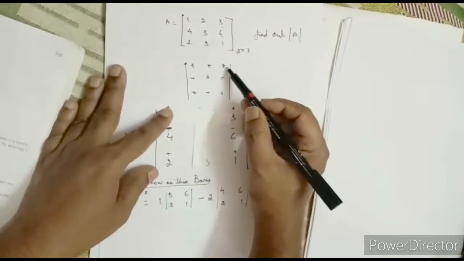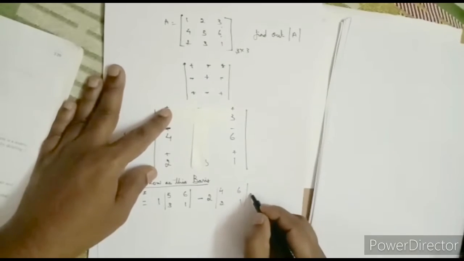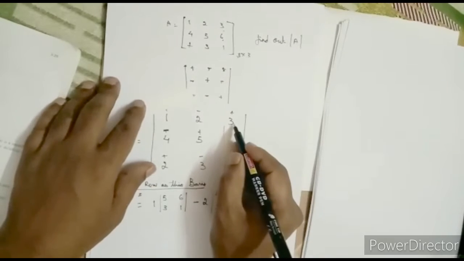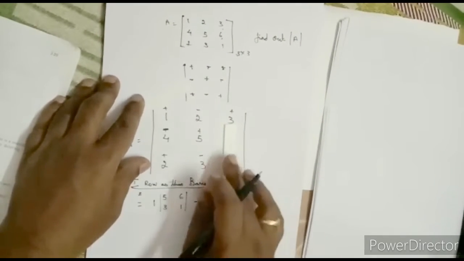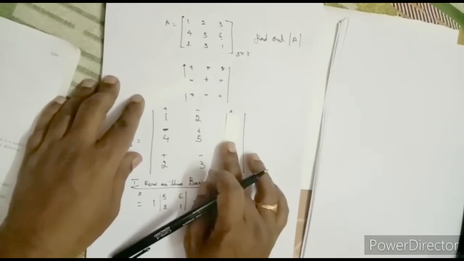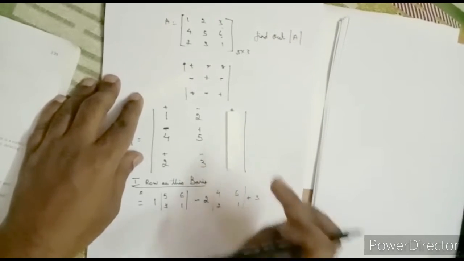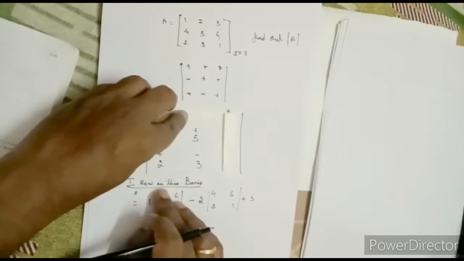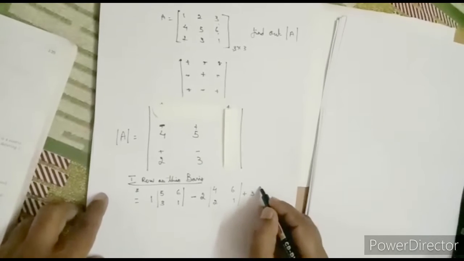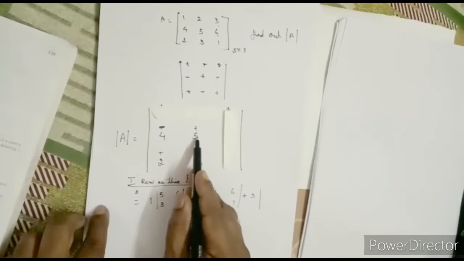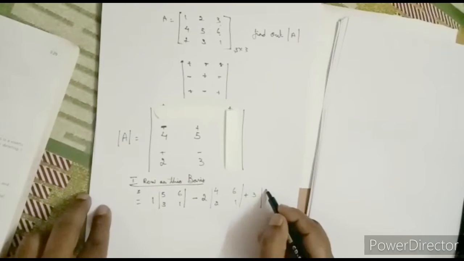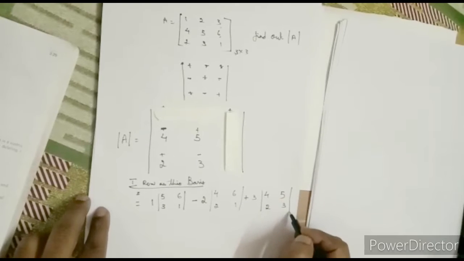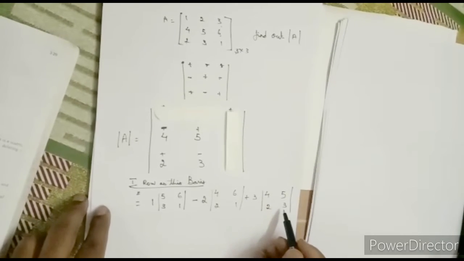After this, the next thing we should do is plus. Now let me take the third element. Third element is how much? 3. Now I am taking 3. So therefore I am closing the third column as well as the first row. Now the leftover elements are 4, 5, 2 and 3. Let me write down 4, 5, 2 and 3.